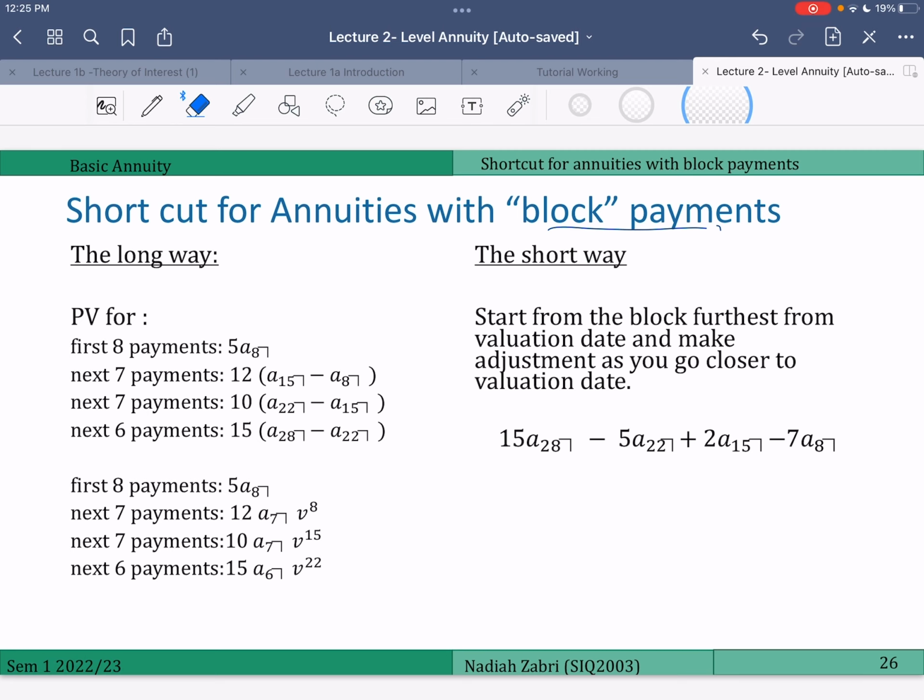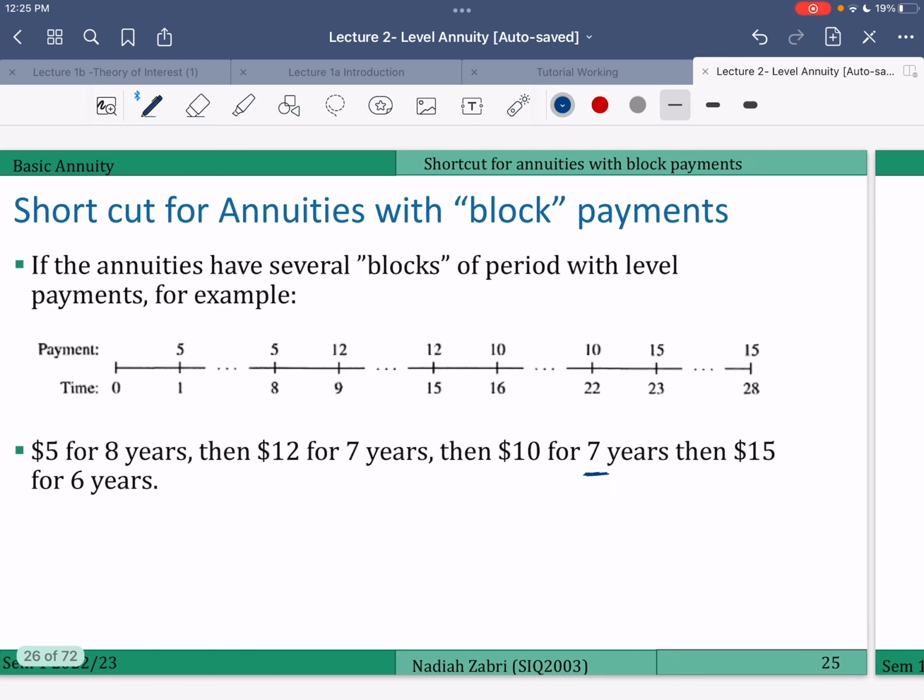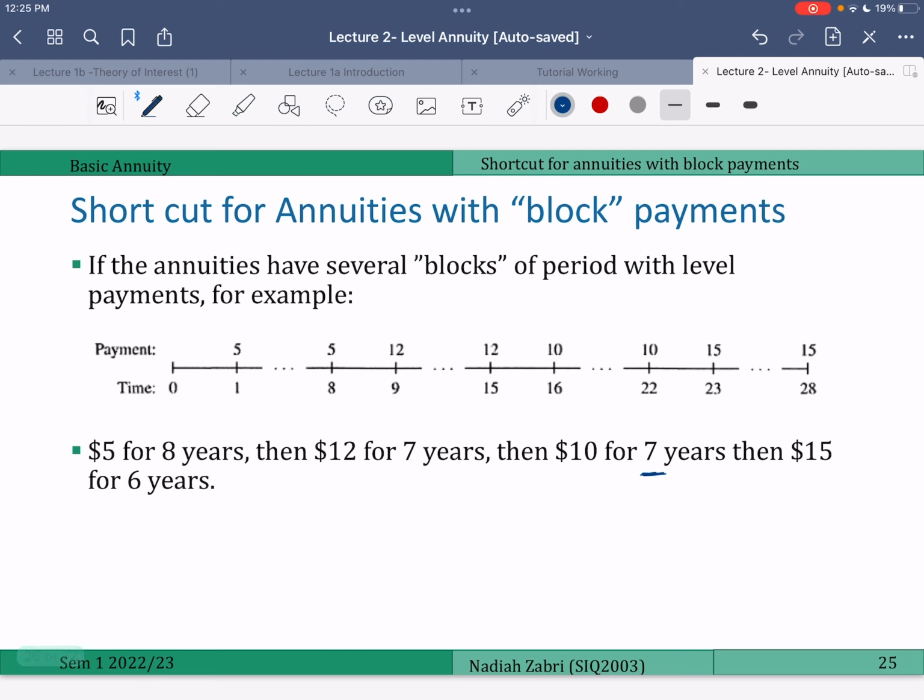So this is the shortcut. How does the shortcut work? We are evaluating this complex cash flow with 4 blocks of payments. Now we want to evaluate at time 0. So when we want to evaluate time 0, we start at the very end, and then we go nearer. Maybe you don't understand yet what I mean. Let's do the example together.